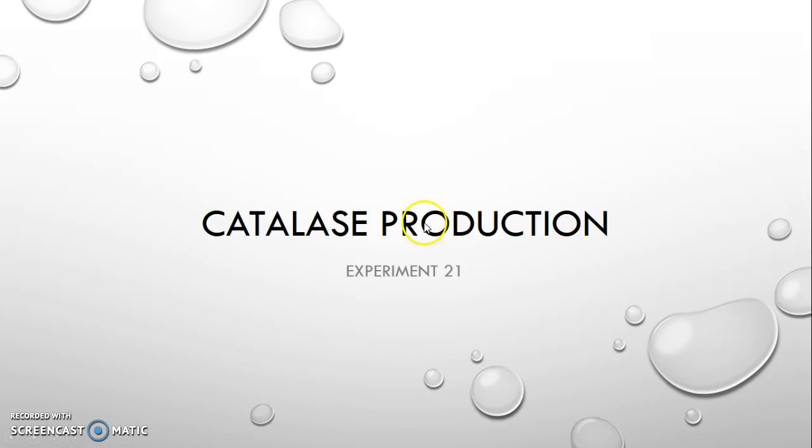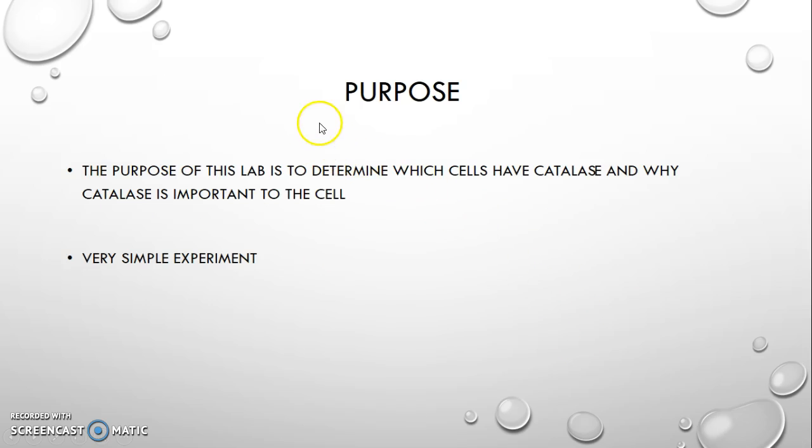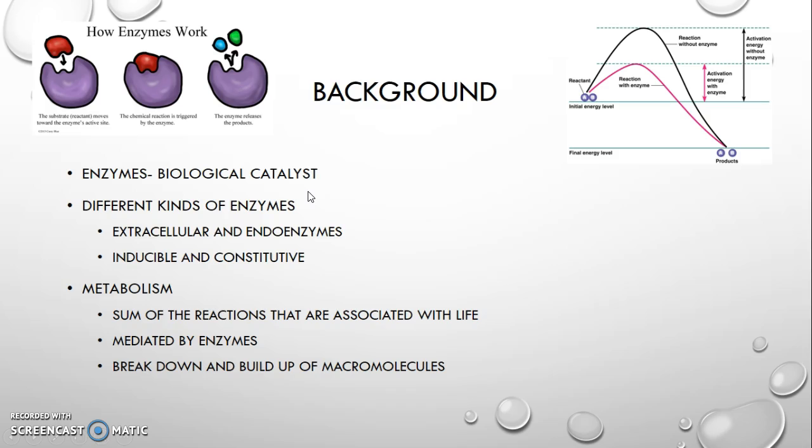We will be talking about experiment 21, catalase production, right now. The purpose of this experiment is to determine which cells have the enzyme catalase and why catalase is important to cells. And it's a very, very simple experiment, so kind of easing our way back into the second half of this semester.